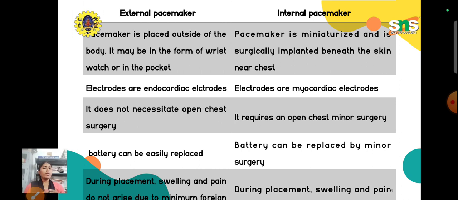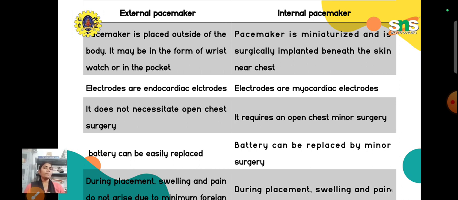Okay, the next, third point is very important. Since it is an external pacemaker, there is no need of any surgery, whereas for internal pacemaker you have to go with surgery, at least a minor surgery, so that you can implant the pacemaker inside your body. And battery replacement is very easy in case of external pacemaker, since the whole setup is outside of the body. You can change the battery whenever the battery is down, or when you have to make some changes. But with internal pacemaker, each and every time you want to replace the battery, you have to do a minor surgery. You have to take the pacemaker out and replace the battery. So it is more complex in case of internal pacemaker.